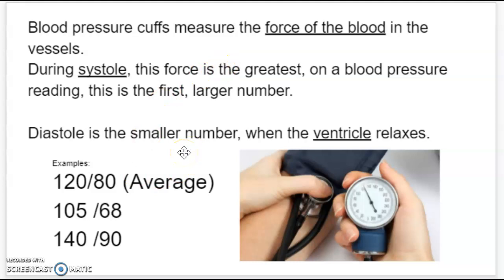The blood pressure reading is pretty much the reading of the force of your blood on your arteries. So during systole, the force in your arteries is very high because of all the pressure. And this is what they take the reading from. So the top number is going to be the systolic, or the reading from the systole, and the bottom number is going to be when the ventricles relax. So that's going to be the lower number.